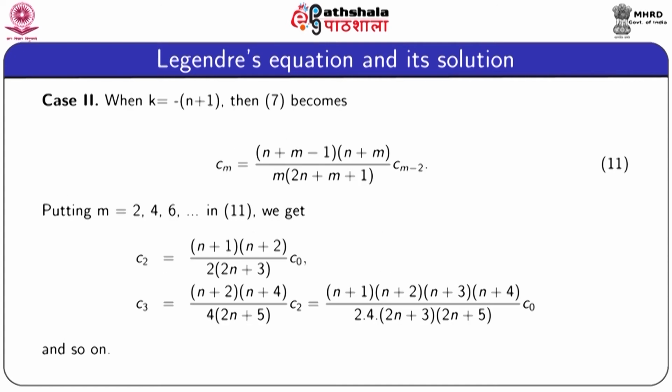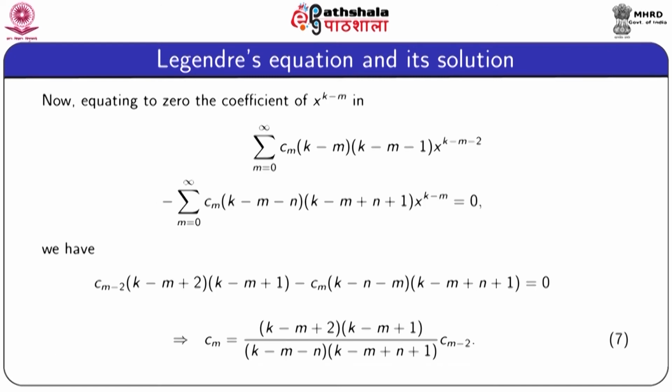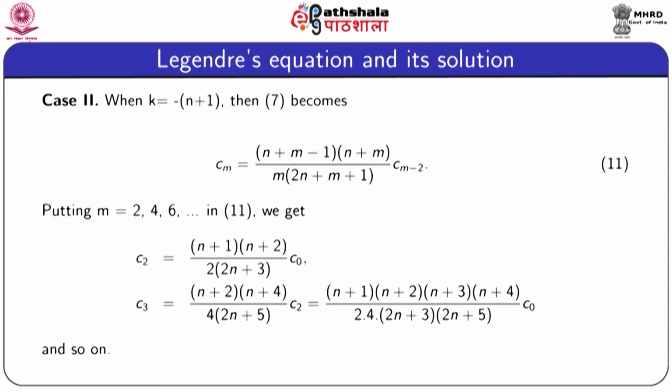Next, we look into case 2, where you substitute k equal to minus of (n plus 1). Please note, these are the roots of the indicial equation which we have calculated before. And if you put k equal to minus of (n plus 1) in this particular expression 7 and simplify, you will get an expression like this, that is C m equal to (n plus m minus 1)(n plus m) divided by m into (2n plus m plus 1) into C m minus 2.